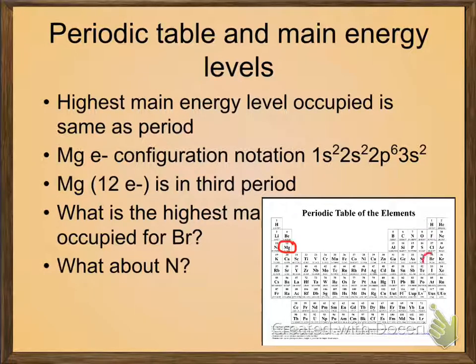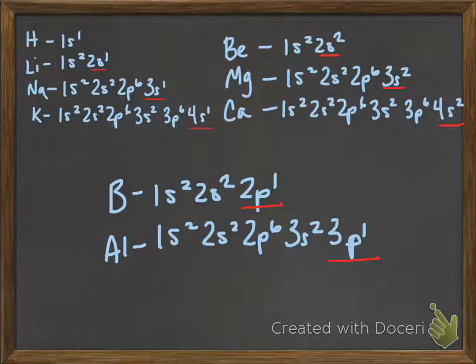What about bromine? What would be the highest main occupied energy level for that? Ding, ding, ding, ding. Yeah, the fourth. What about nitrogen? The second. Okay, well that's the first part of our little trick. Cool. Let's look at one more thing.